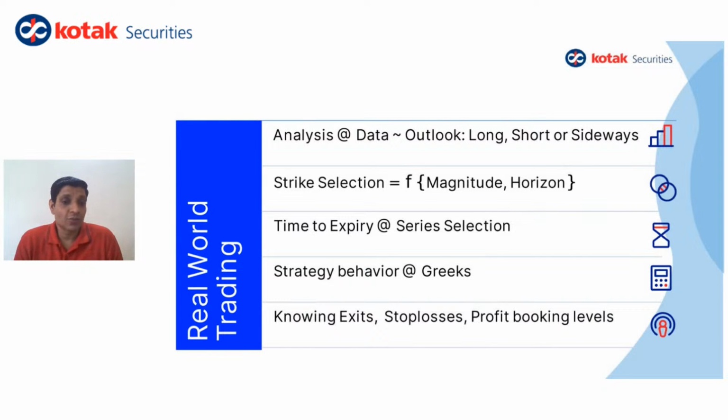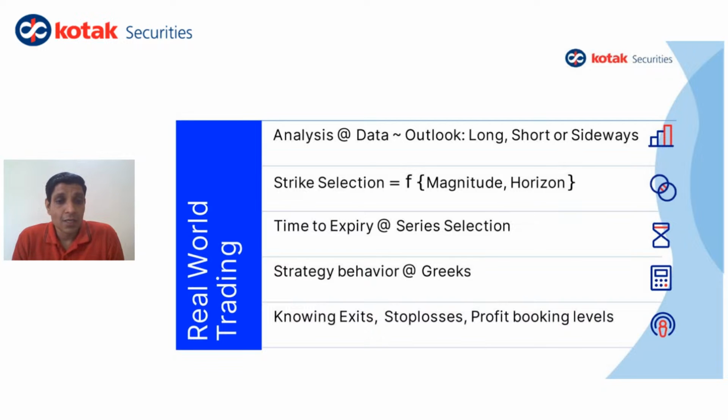Most important thing, strike selection, especially during expiry day, because on any other day, even if you take a wrong strike, let's say instead of an ATM you go a little far off, the chances are you will still not lose that much money, because time is in your favor and the option may not deteriorate that much. But on expiry day you will not have that chance, right? Time to expiry and series selection is very important.